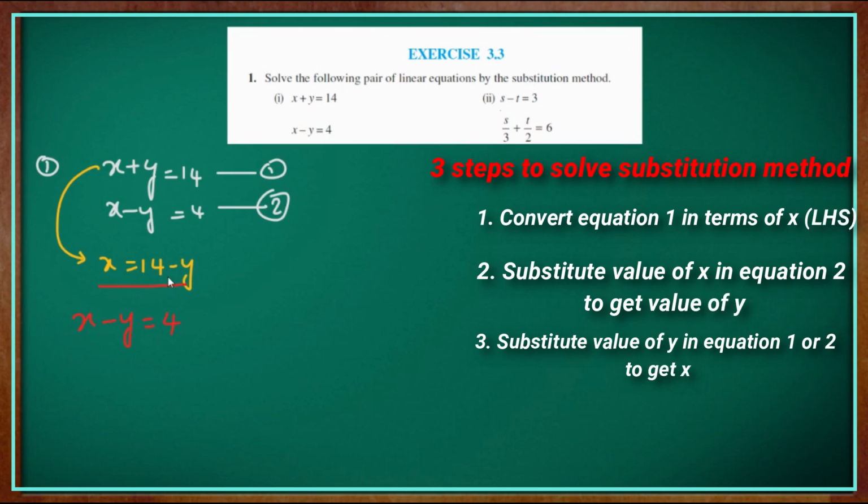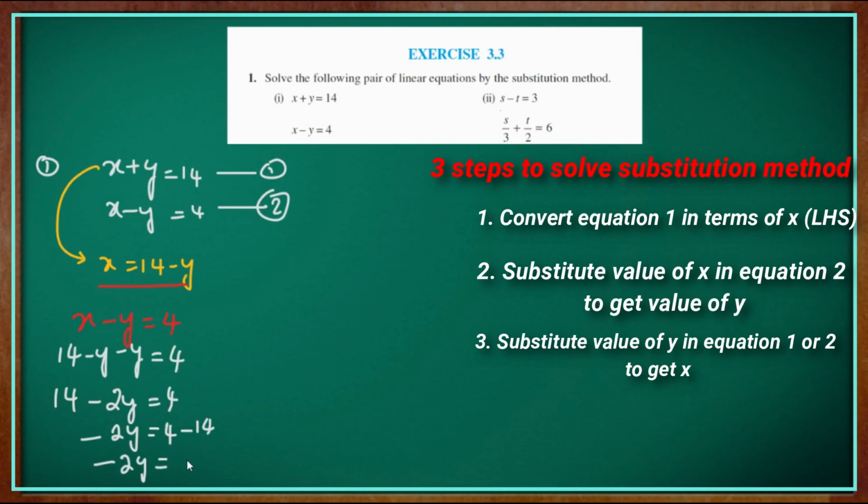So the x value we got is 14 minus y. I'm replacing x with 14 minus y and writing the other terms as they are. 14 minus y minus y, I will write as minus 2y. So minus 2y is equal to 4 minus 14; the 14 goes to the other side and becomes minus 14. So 4 minus 14, how much, students? Minus 10. Negative, negative cancel. 2y is equal to 10. So the y value will be 10 by 2, which is nothing but 5.